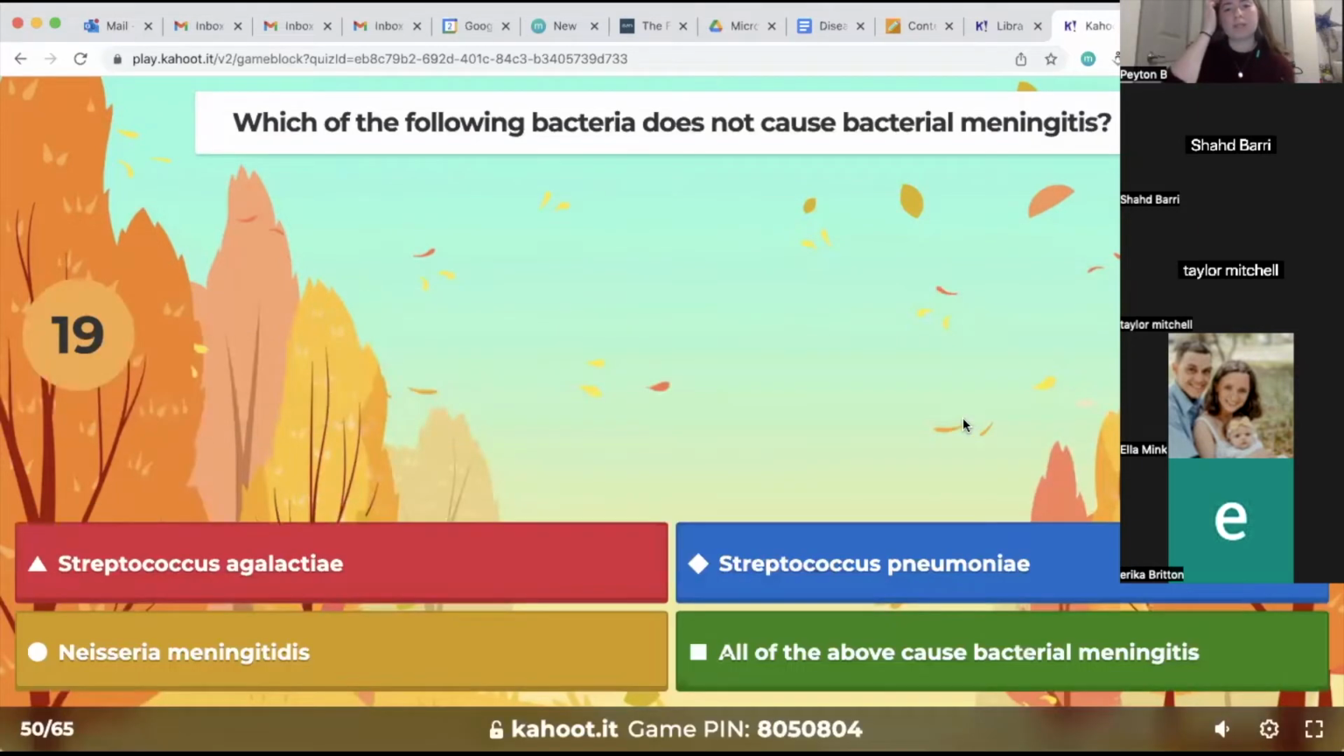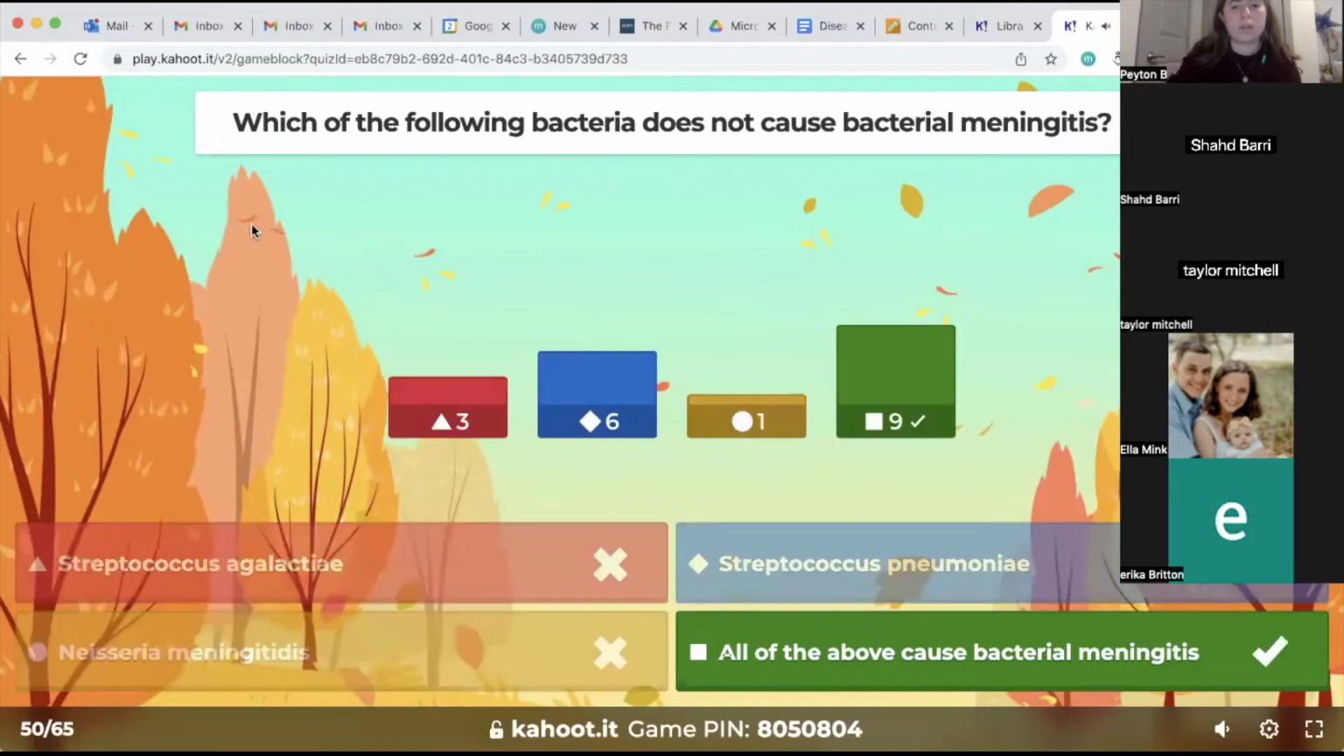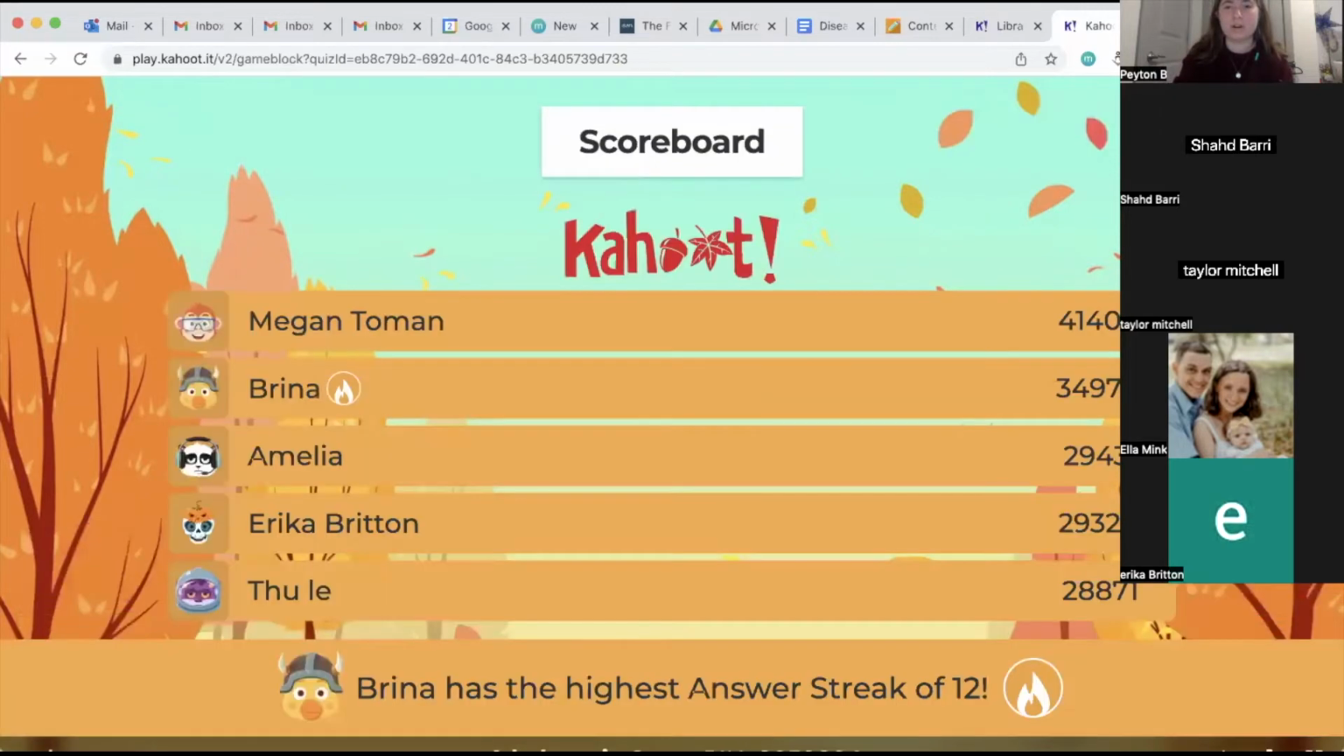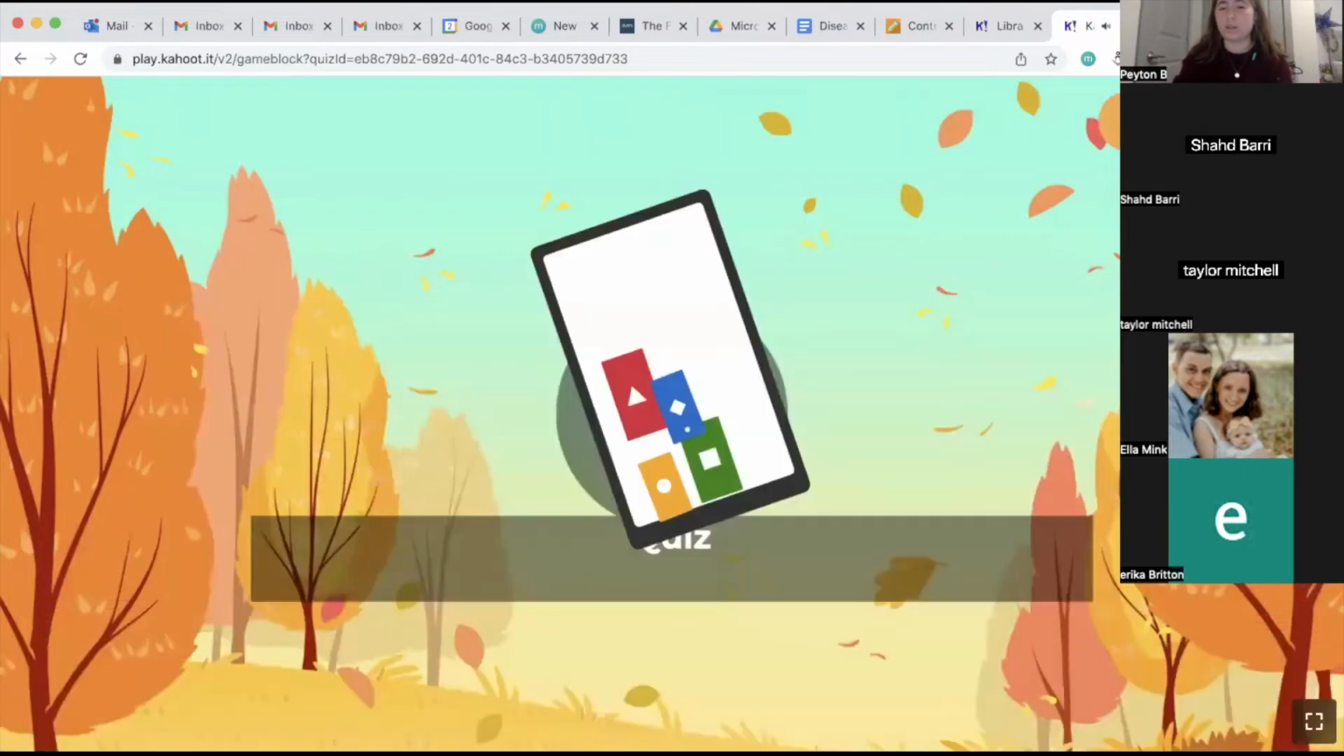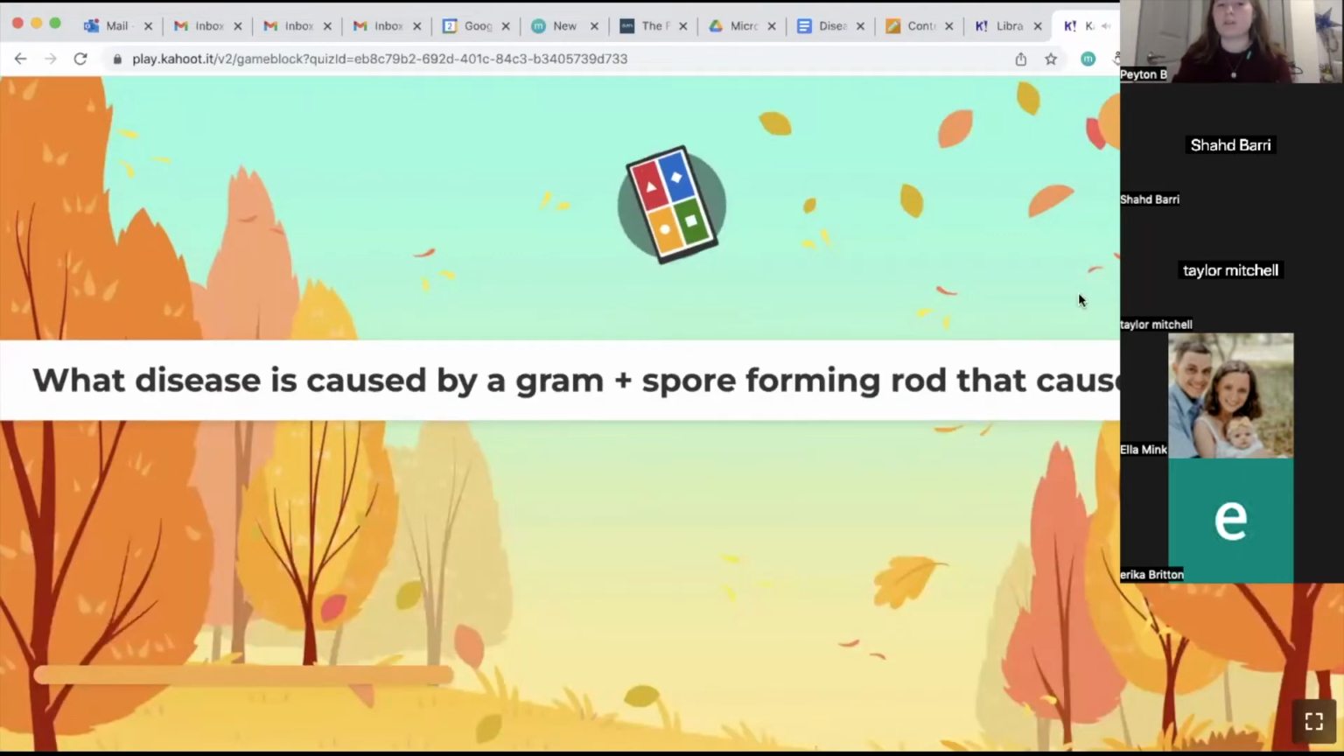But all right, which of the following bacteria does not cause bacterial meningitis? All of the above cause bacterial meningitis. Yes, they all do cause bacterial meningitis. A good rule of thumb is if there's an all of the above option, it is usually the all of the above option, unless it is grossly bad, but usually it is.